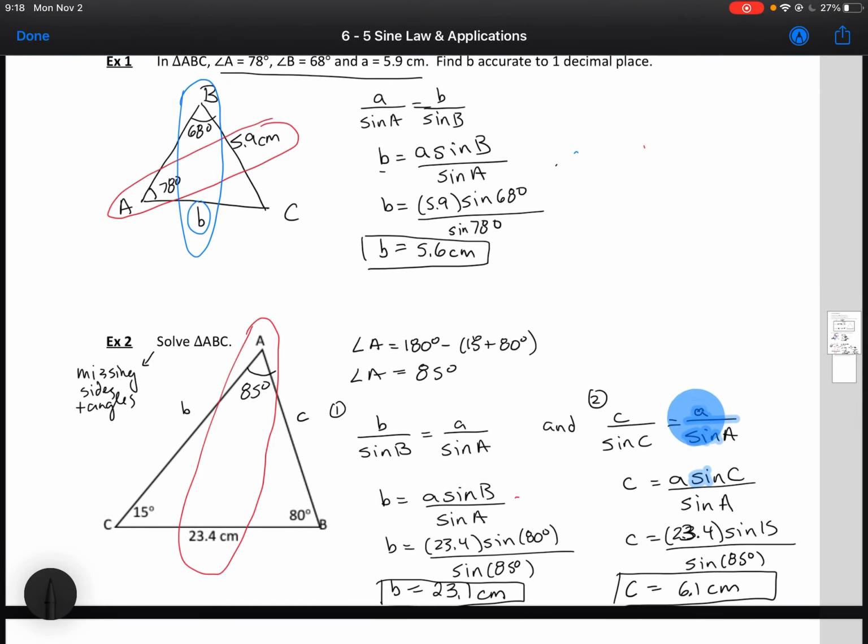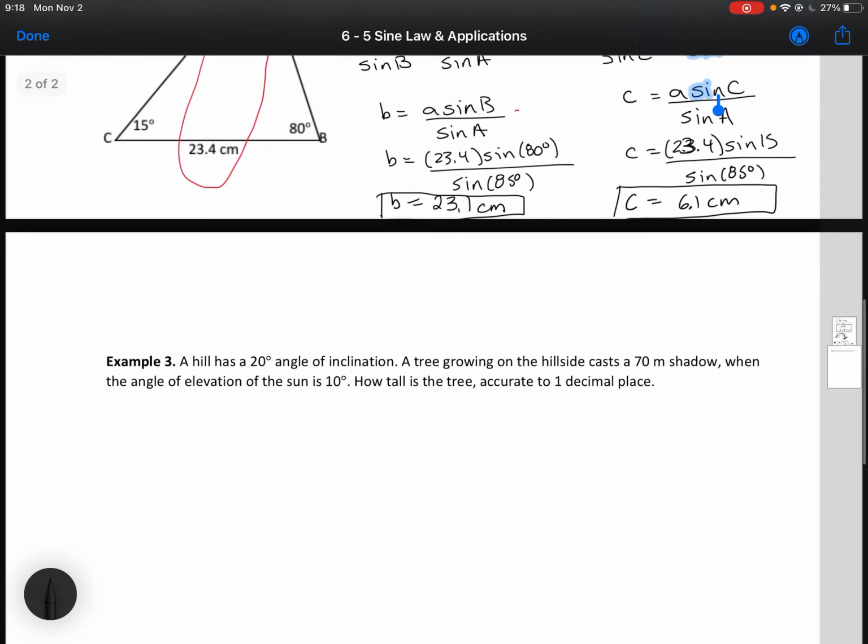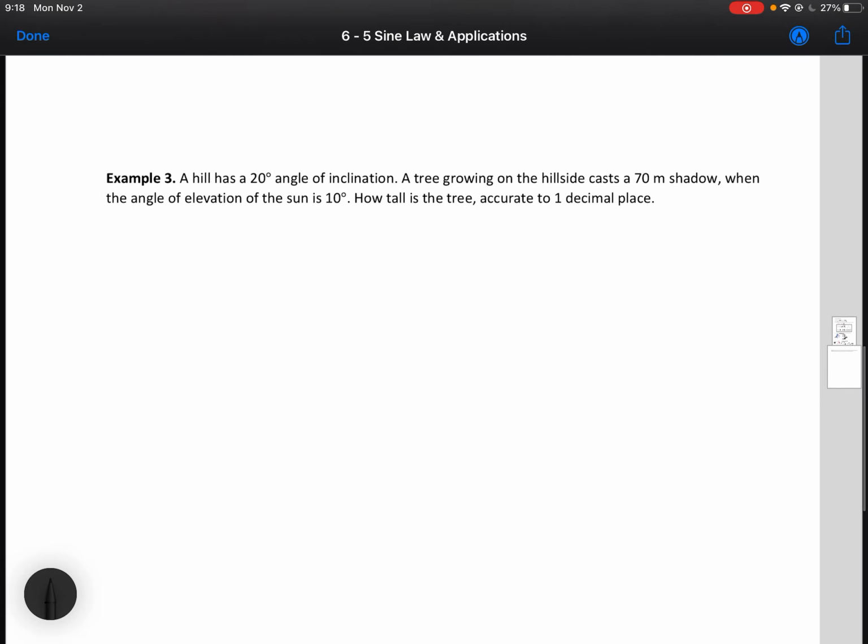Now that we've seen two examples of the sine law in theory, we are going to apply it to an application question. So here in example 3, we've got a hill that has a 20-degree angle of inclination. So that means how steep it is. A tree that's growing on the hillside, so I've got a tree, is going to cast a shadow of 70 meters down the hill. So like this, all the way down here is 70 meters.